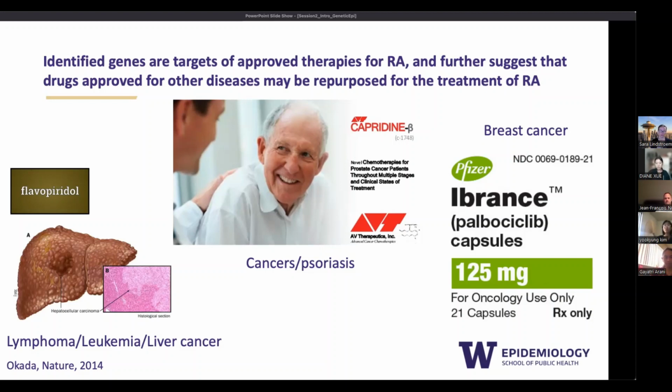So in this particular case, there might be potential effort to repurpose those treatments for RA, which would save you about 10 years or so of drug development. So really, genomics can help us find these shortcuts and identify new drug targets that we can use to develop new treatments.